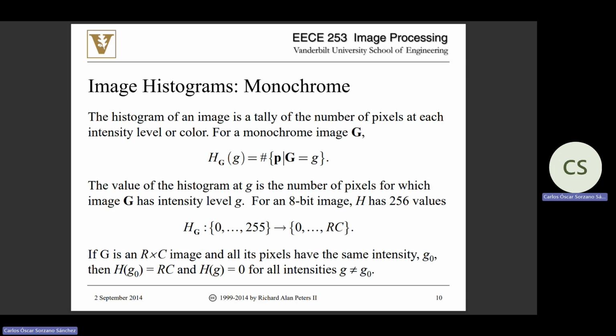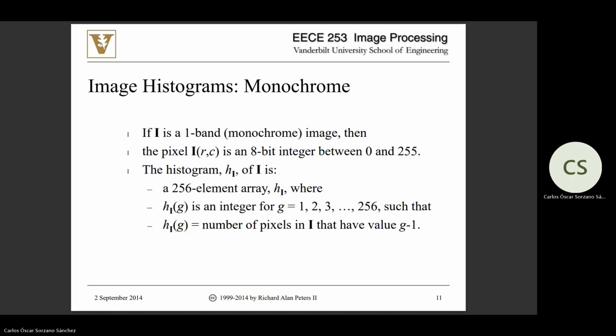So let's say that my image is flat. All the pixels have the same value. Then the count for that gray value is rows times columns. Okay. Any questions? This is very easy actually.